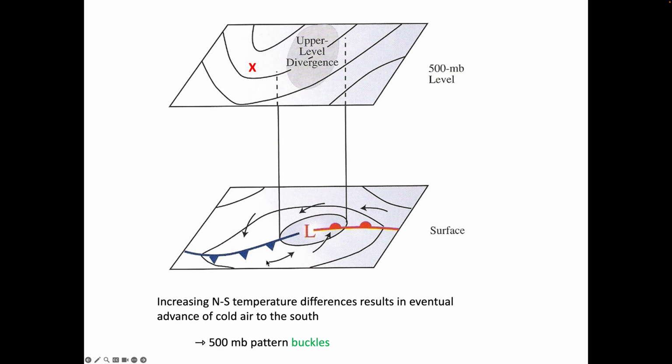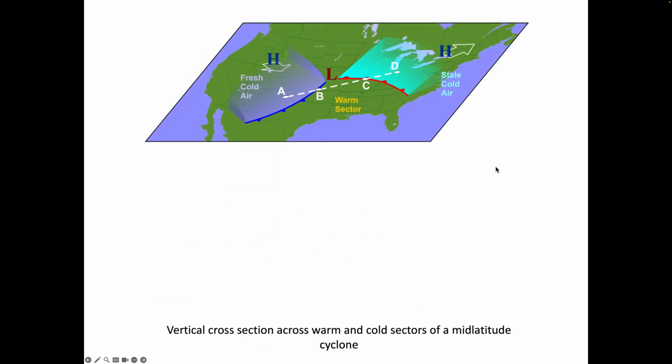And then going back to chapter 6, the counterclockwise and inward directed circulation would then lead to the movement of cold air to the south and warm air to the north, and then we would have the formation of our frontal boundaries, our cold and warm frontal boundaries. So again, I just have the same wording beneath that I had on the previous slide. So again, increasing north-south temperature differences result in the eventual advance of cold air to the south, and our 500 millibar pattern buckles.